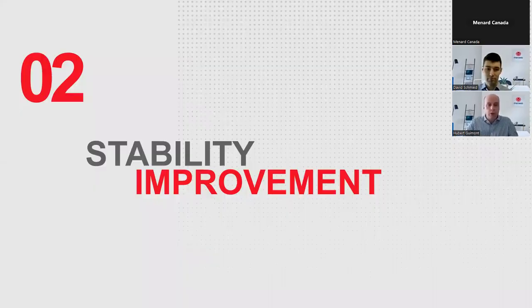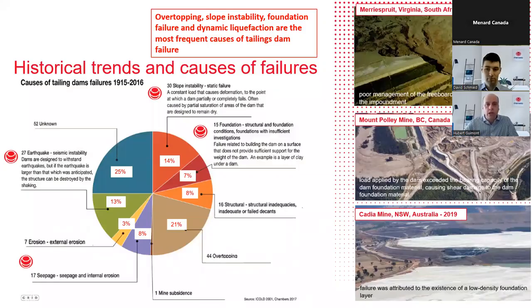So now we'll go right into the first topic, which is the stability improvement. This is not something new for probably most of you. Tailings dams have been a concern for many years now. There have been recent failures that brought those tailings facilities into broad light. Mount Polley in Canada is a good example of that.